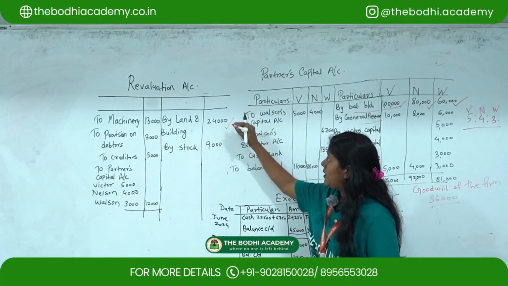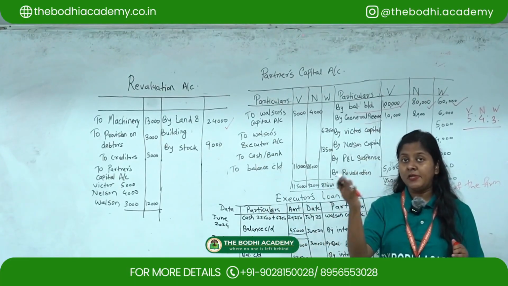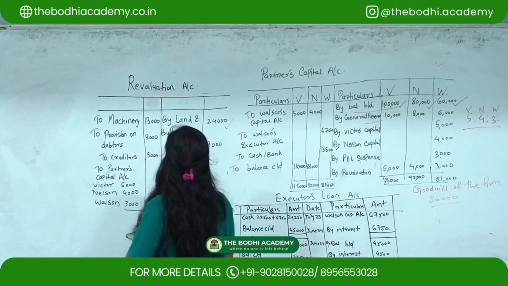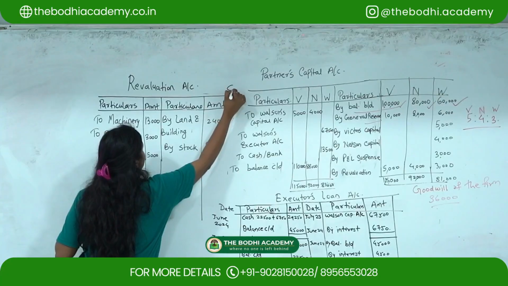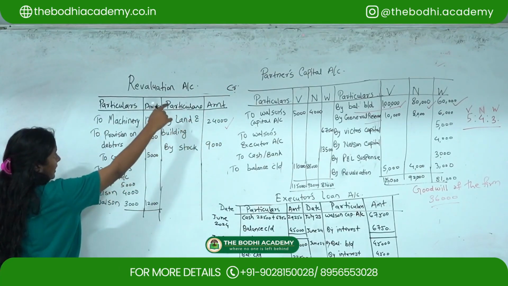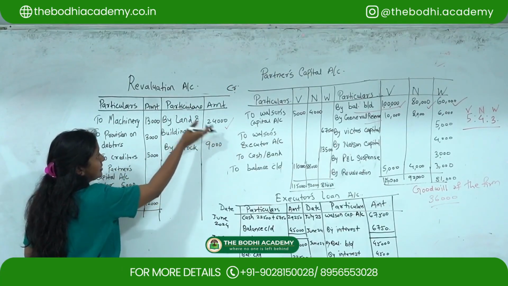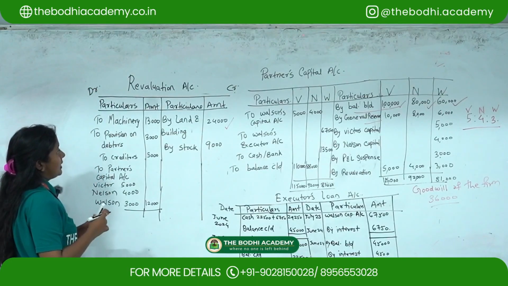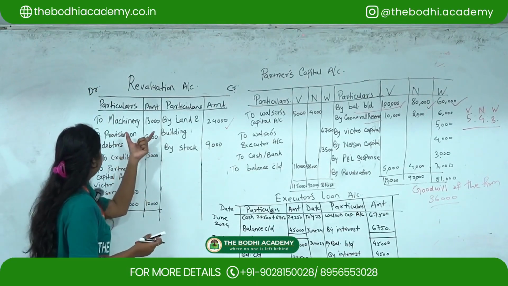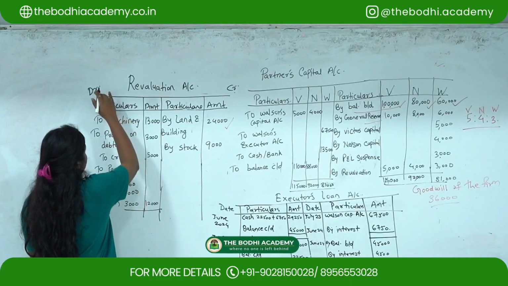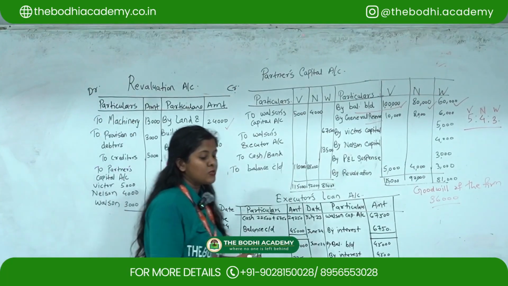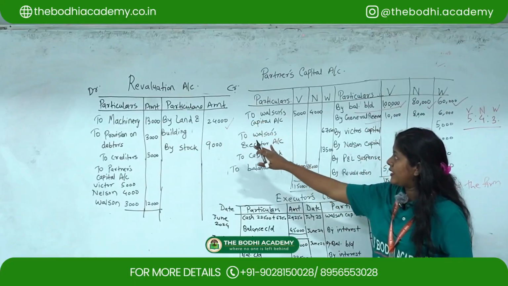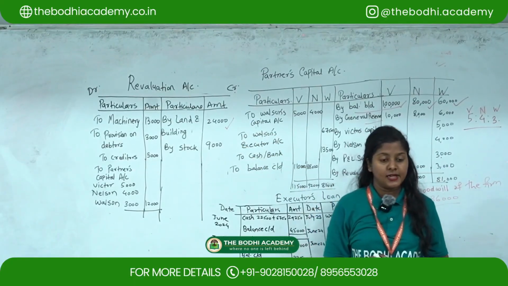Since the value is appreciating, it will go on the credit side of revaluation account. So this side is revaluation account, credit side. Since the value of the asset is increasing, it will go over here, and whatever asset is depreciated will go on this side, debit side. So now we saw the land and building part. Since it is appreciated, it is going on the credit side.